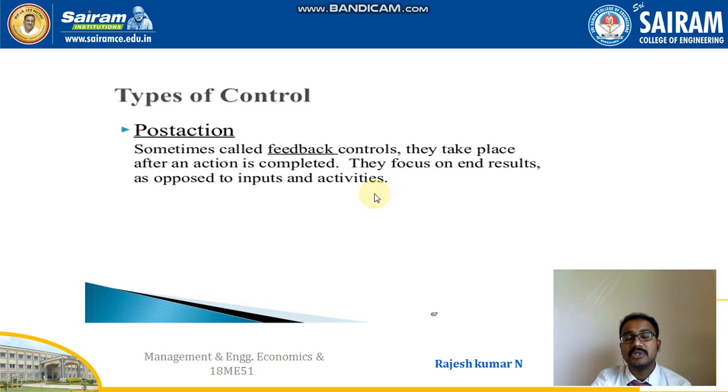And the next one is the post action. Almost all the work has been completed on time, of course because of the previous controlling measures taken by the controlling persons. It is also called feedback control. They will take the feedback of the work which was already done, and they try to implement it in case of any flaws, and they will try to correct it in the next cycle.